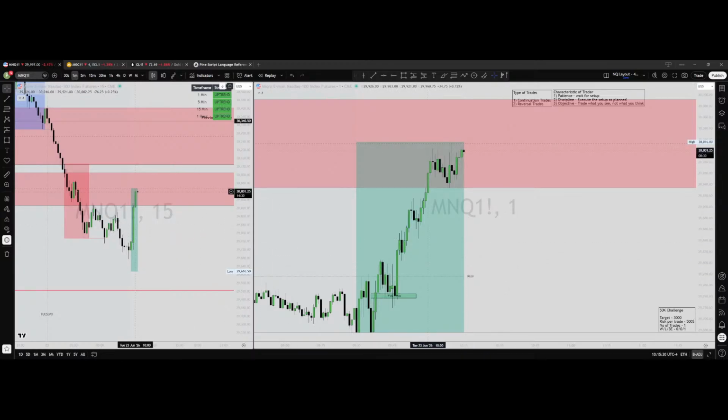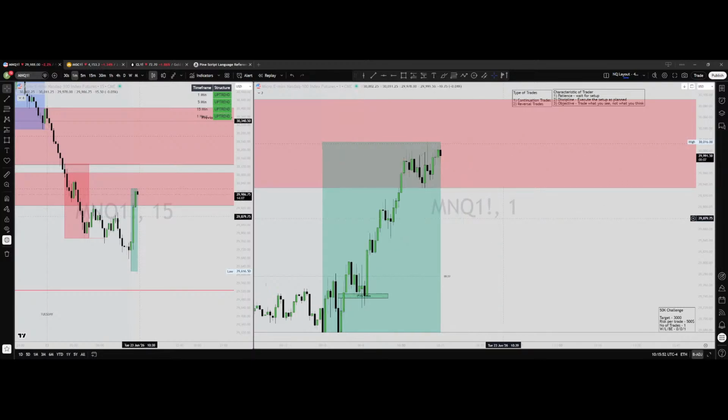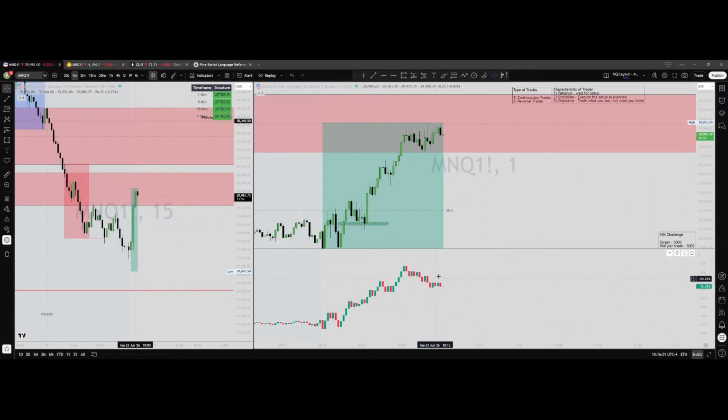Now we have a 15-minute candle closure above this, which means the AMD model is now in play. We are now looking for a short signal. The confluence is we have a 4-hour fair value gap right here. So this helps us look for bears. But what we are looking for now is a signal. CVD is also supporting.